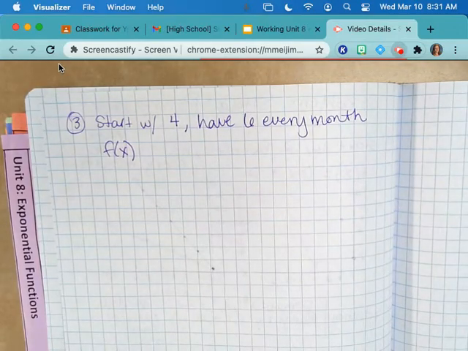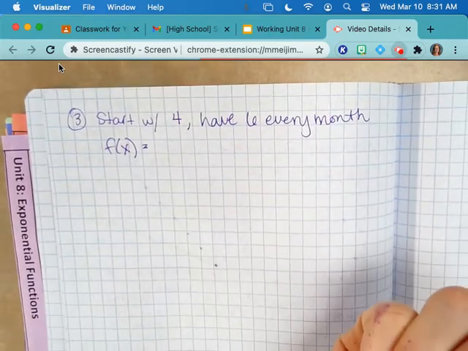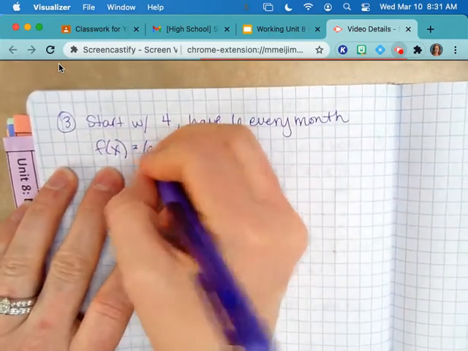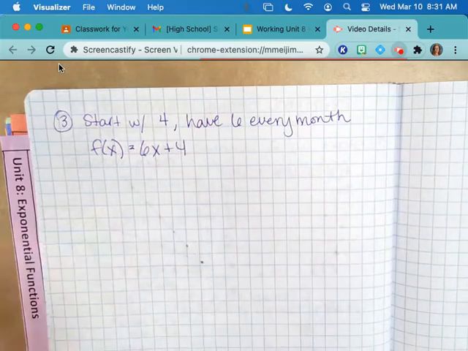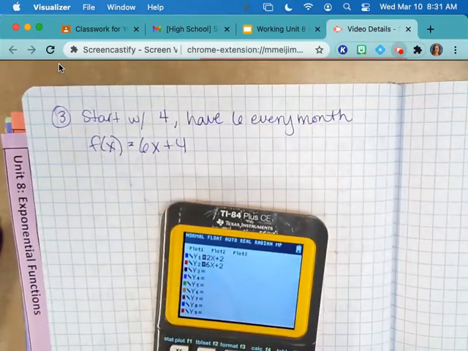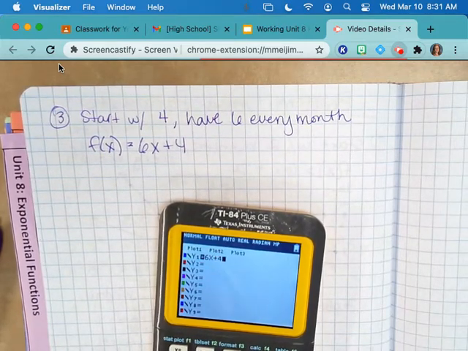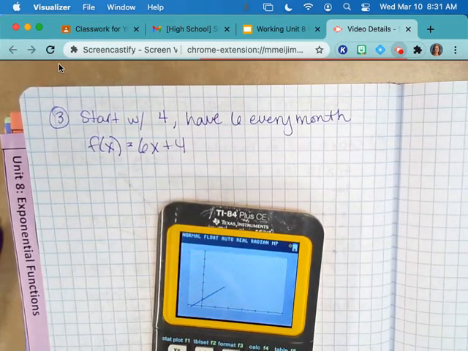Katie, what did y'all get as y'all's function rule? 6x plus 4. 6x plus 4. Okay, good. Delete that one. 6x plus 4. Graph it. Do you think that viewing window that we made earlier is okay? Yeah, I think so too. Okay.